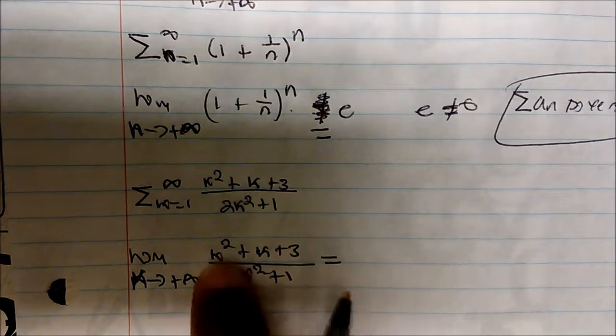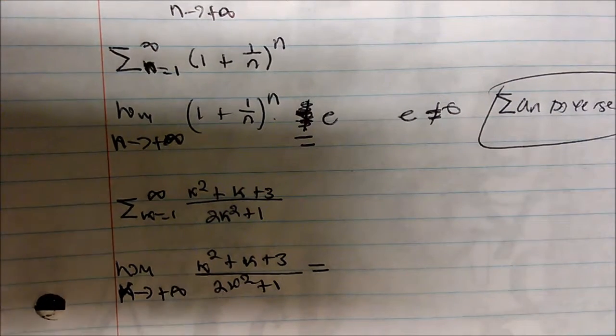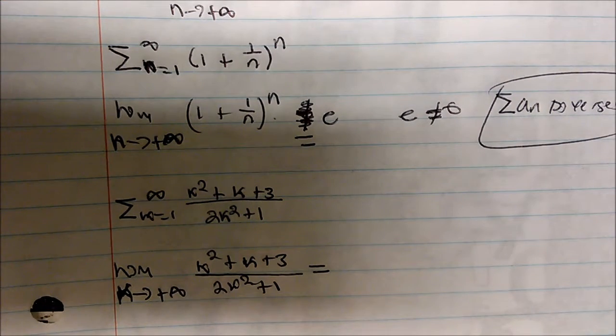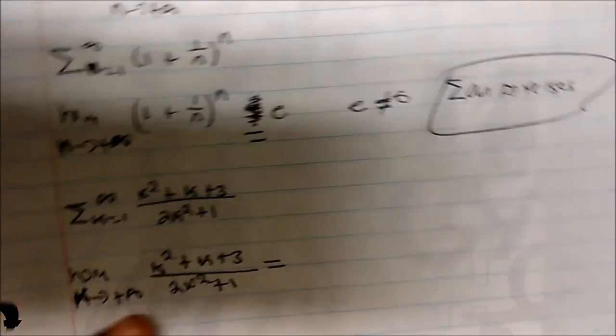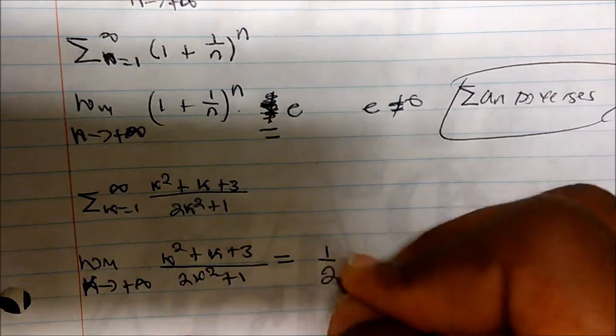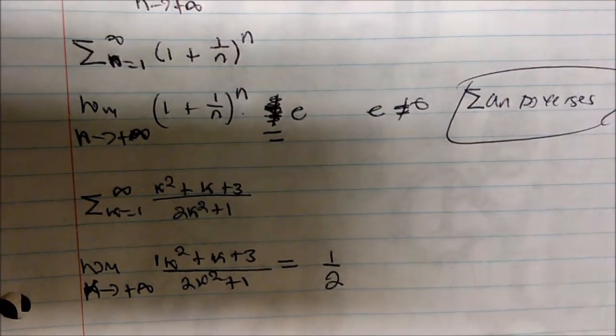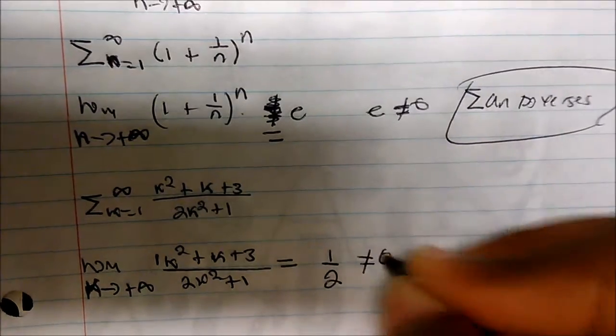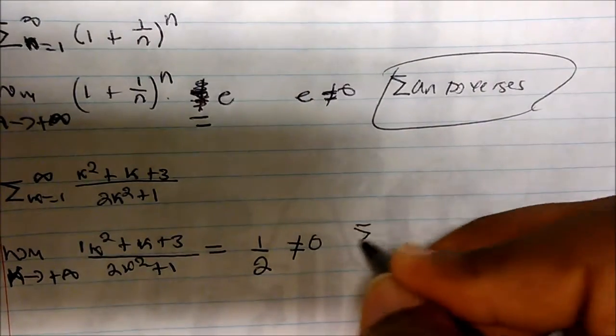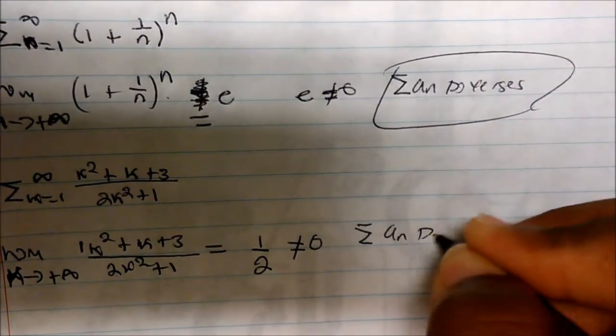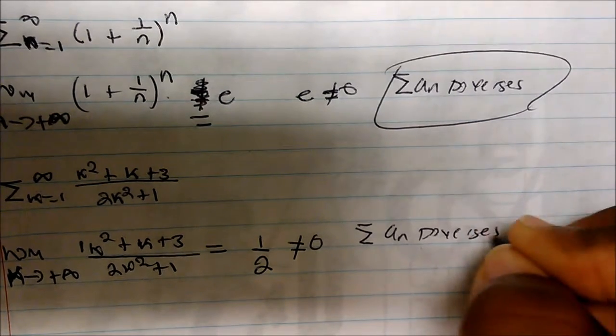Remember a nifty little trick from Cal 1: if the highest powers are equal on both the top and the bottom, then we simply take the ratio of the coefficients to be the limit. There's a 1 here and a 2 here, so the limit of this is 1/2. 1/2 does not equal 0, and therefore we can conclude that the series diverges.